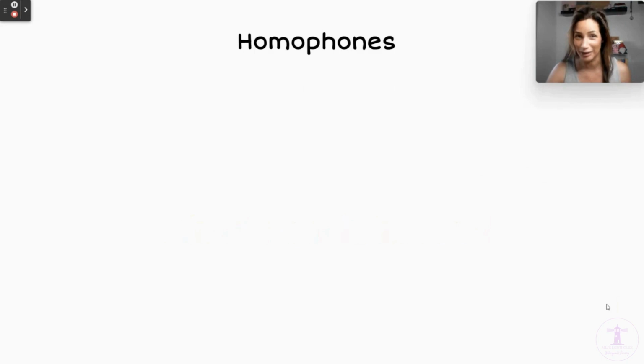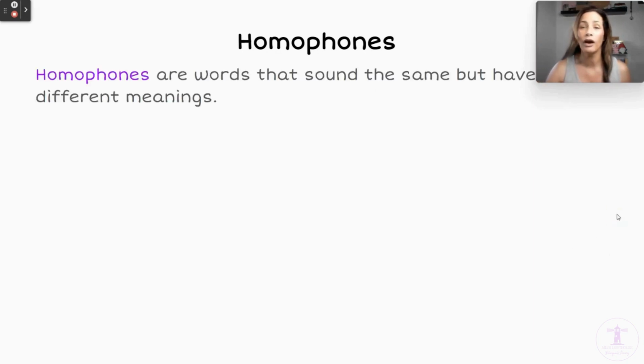So let's get started. First thing we're going to do is we're going to be looking at homophones, because what is a homophone? Okay, so homophones are words that sound the same. So if you hear them, they sound the same, but they are different, okay? They don't mean the same thing and they are written differently also, okay? So homophones are words that sound the same but have different meanings. Okay, so that's what that means.